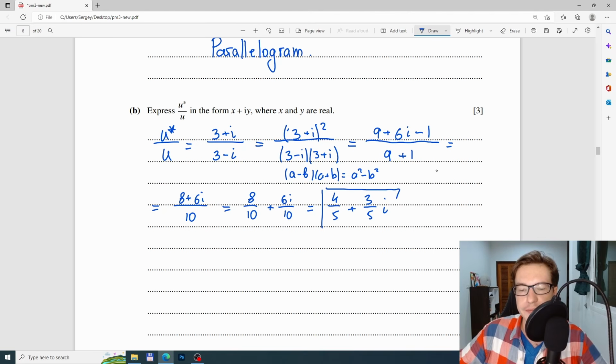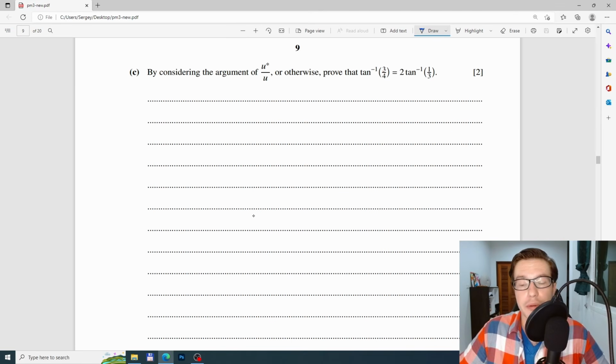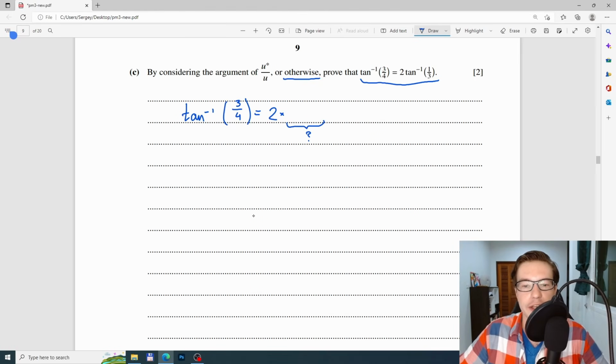That's the answer. In the next question, I'll have to prove this identity, and I think I will take the otherwise path, just because I want to be a little bit more creative with this exam. Okay, so what I have to do is show that the inverse tangent of 3 over 4 equals 2 times something. That something has to be determined. I'm going to call this b.